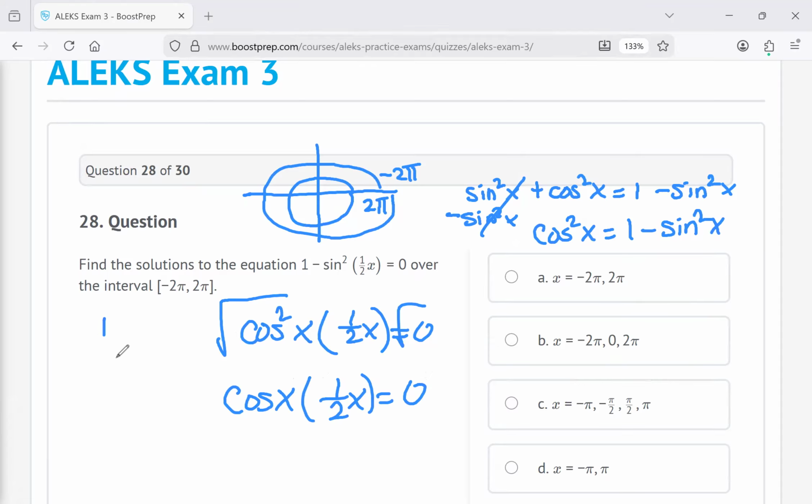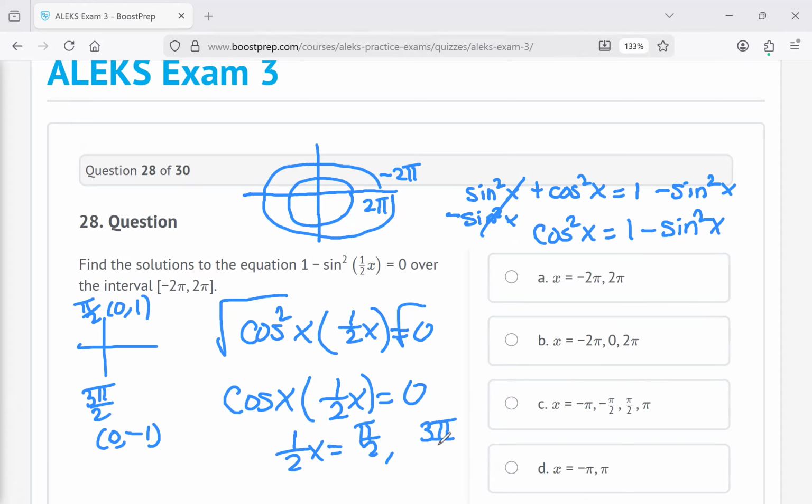So what you could do is figure out where cosine is 0. Cosine is 0 at pi halves and 3 pi halves, right? We look at the coordinates, this has a 0, comma 1. This has a 0, comma negative 1. And then you still have this 1/2, so it's going to be 1/2 x equals pi halves and 3 pi halves, right? Then you're going to multiply both sides by 2. So you get x equals 2 times pi halves, that's just pi. 3 pi halves times 2, the 2's cancel, so you're left with 3 pi.